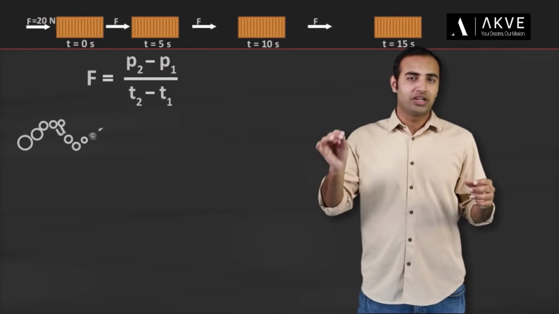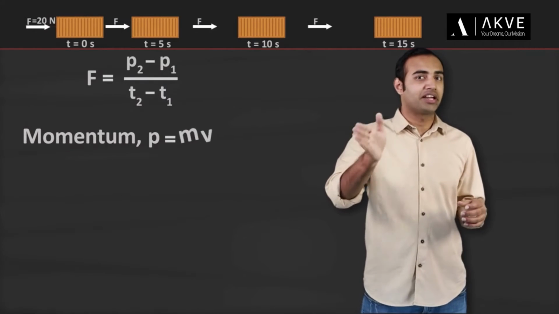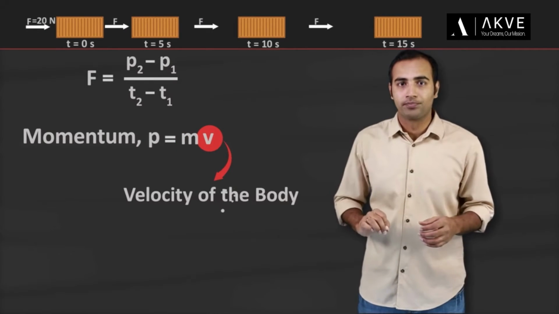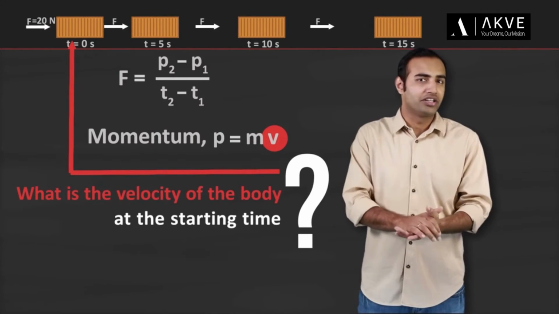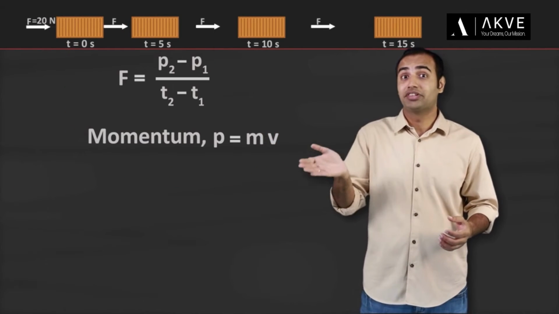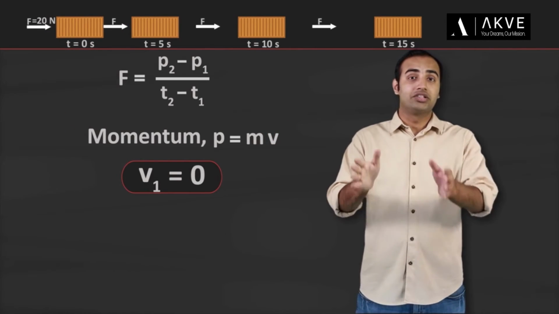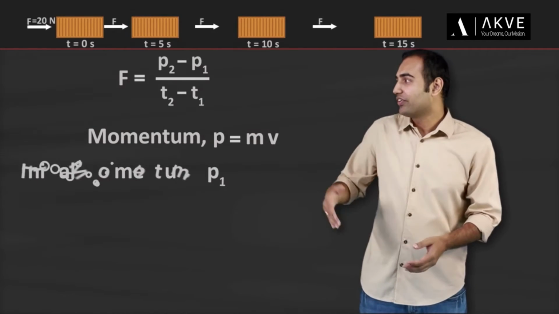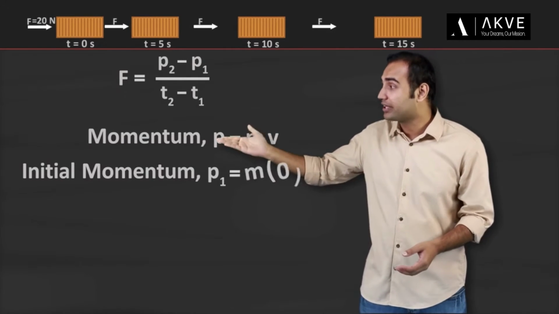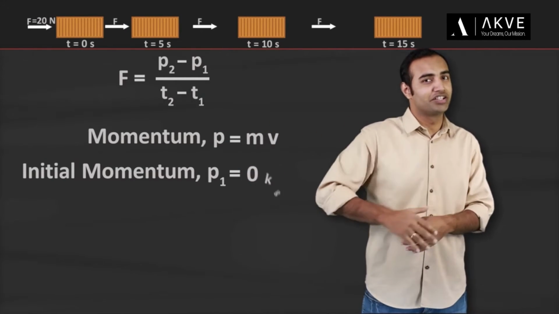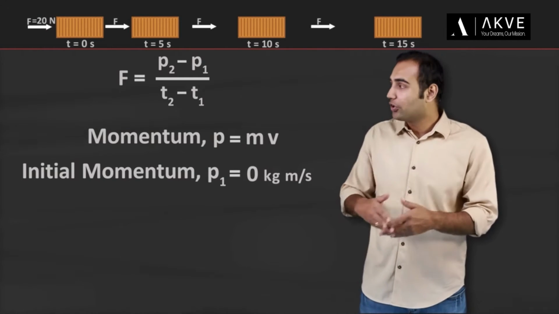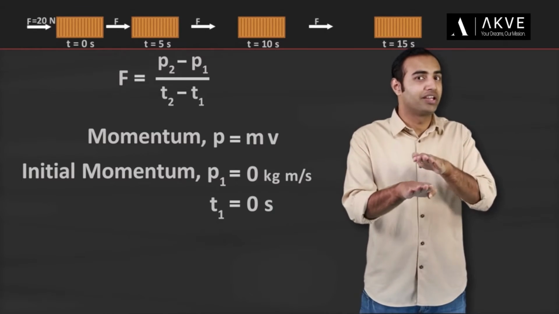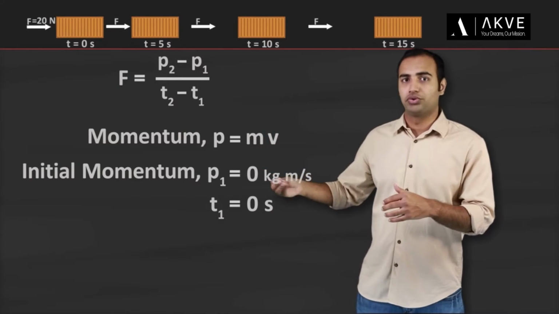Now, all of us know that momentum P can be written as m times v, where m is the mass of the body and v is the velocity of the body. So tell me, what is the velocity of the body at the starting time? Well, it's nothing but 0, because the problem clearly says that the body was at rest when the force started to act on it. So what do you think is the value of initial momentum P1? Well, it's nothing but m times 0 or 0 kg meters per second. Similarly, the value of T1 is also 0, because we started our stopwatch exactly when the force began acting. So we can consider T1 also as 0.